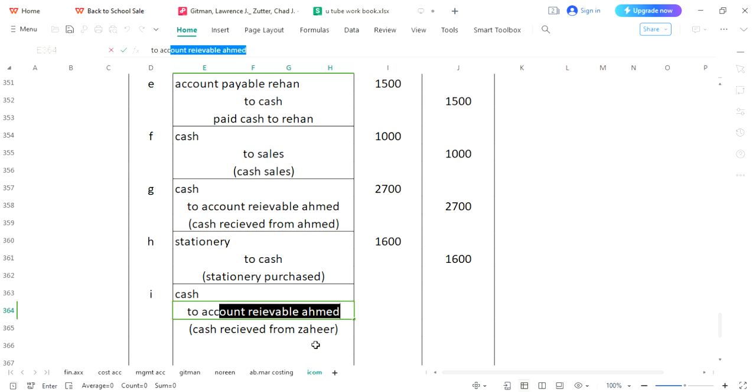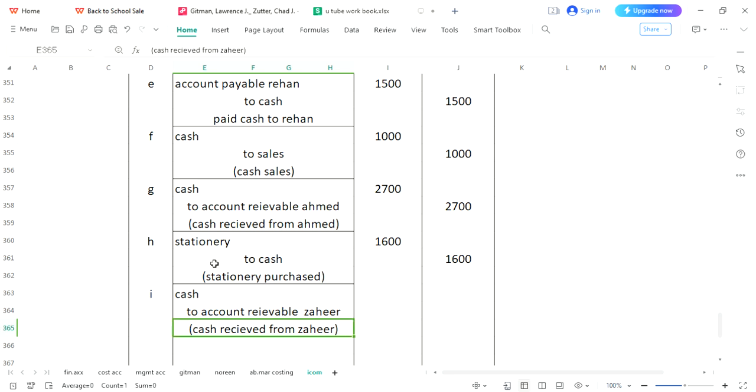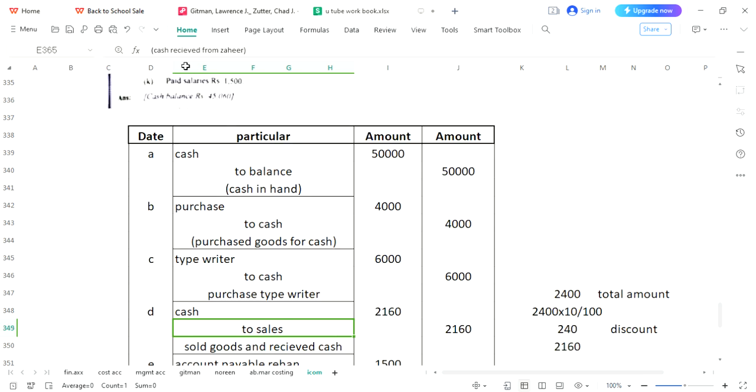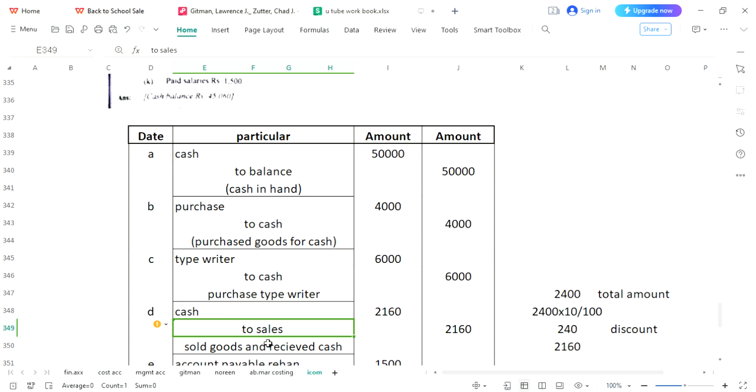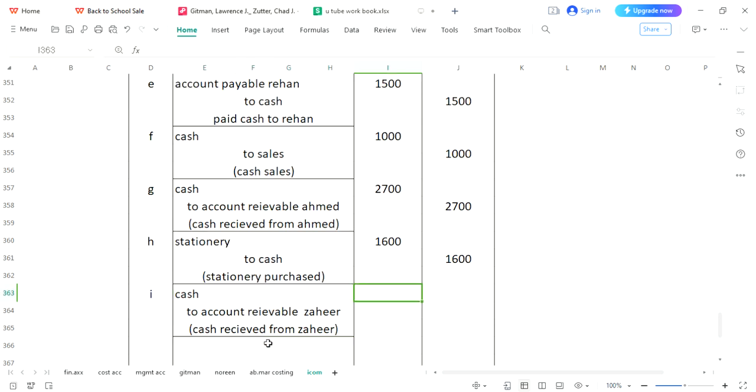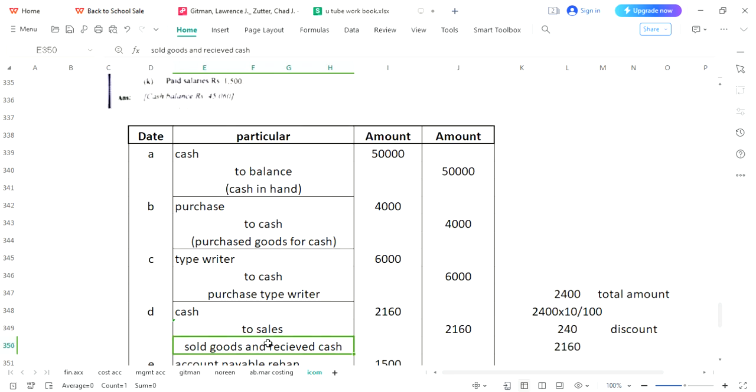So that is why account receivable. But now we will change the name. Instead of Ahmed, this time we have received the amount from Zahir. So our I entry has been completed. We will see how much the amount of I is, and that is 4800. Let's put the amount 4800 on debit side and the same amount on credit side. Then we will see our J entry.